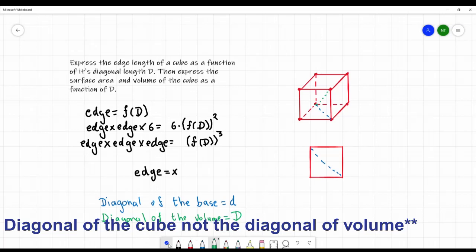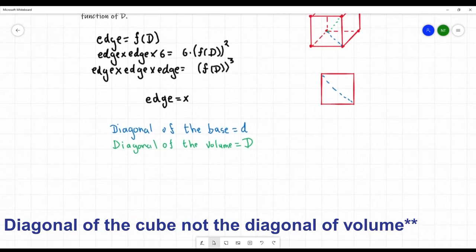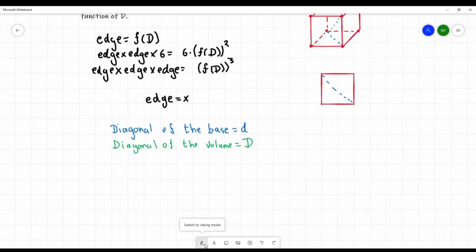Okay, so now we're ready to start solving our equation. Let me just make some space. So, what's the first thing? We know that the edge length is x because we just defined it, right? We just defined the edge length to be x.